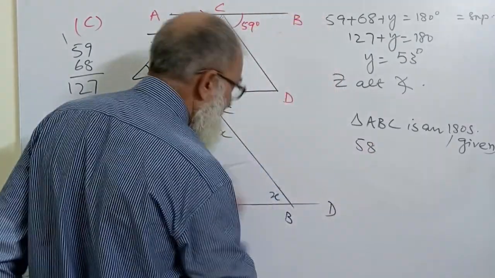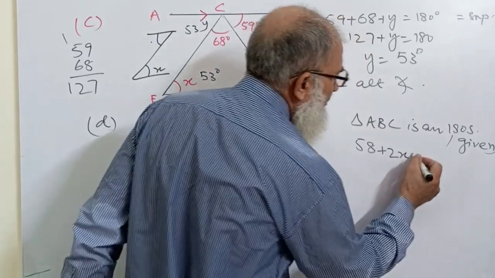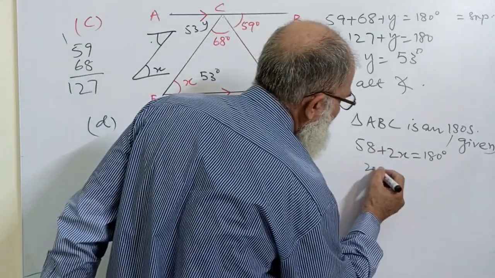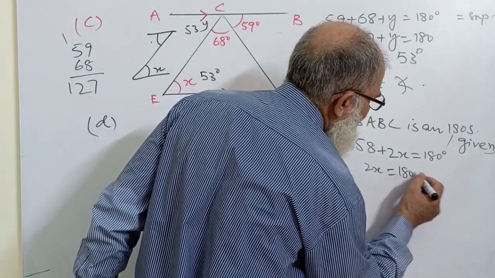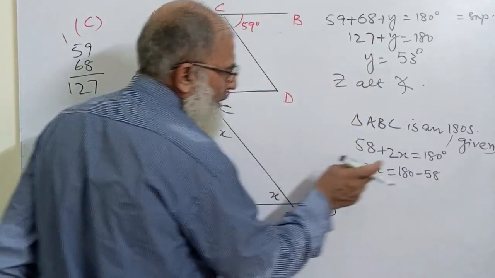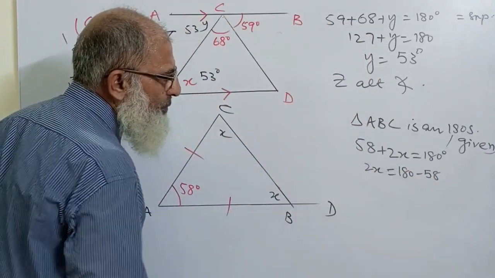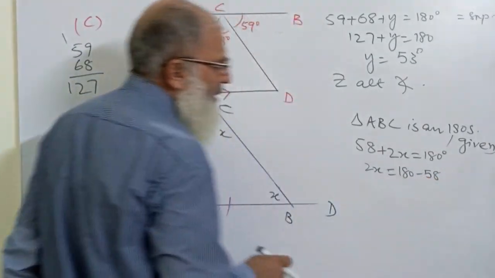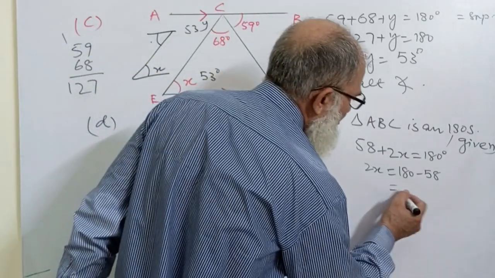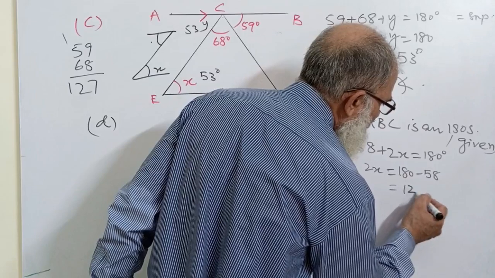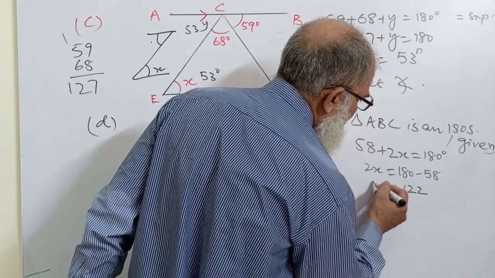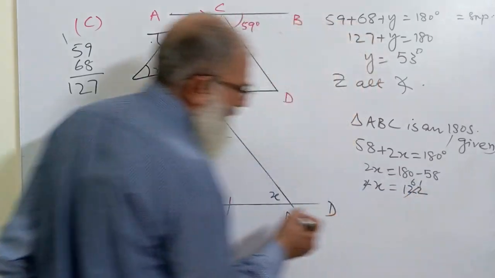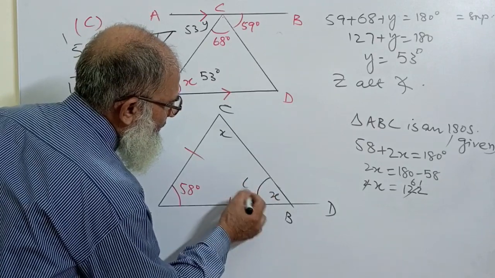58 plus 2x, I am doing it in a hurry now, is equal to 180, because this is x, x plus x is 2x. So 2x is equal to 180 minus 58. So what will it become? This is 60, 60, 120, and it will become 122. So it is 122, and the x will be 61 degree. Now this is 61 degree.